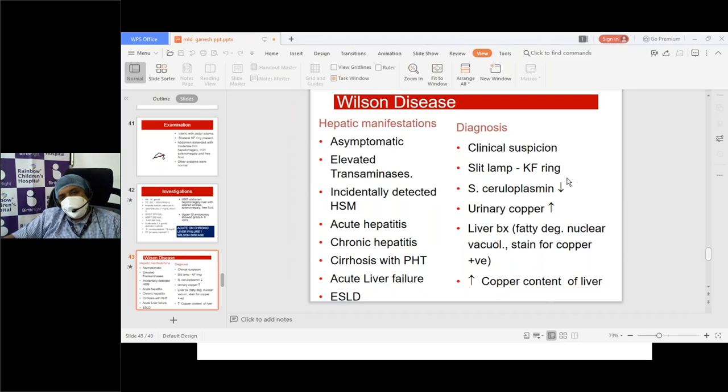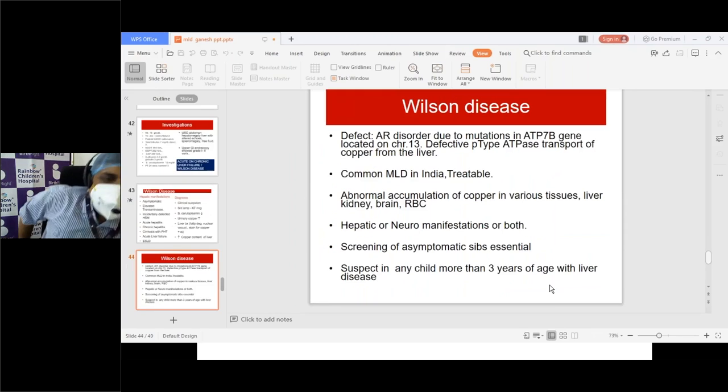When we do the slit lamp, we look for the presence of KF ring, low serum ceruloplasmin, increased 24-hour urine copper following the D-penicillamine challenge test, and liver biopsy, where we document hepatocyte degeneration and dry copper content of the liver, which may be increased. This is basically an abnormal accumulation of copper in various tissues, that is the liver, brain, kidney, and the red blood cells. It can present as asymptomatic, or with only hepatic manifestations, or neurological manifestations, or combined hepatic plus neurological manifestations. And when we diagnose Wilson's disease, we have to do contact screening of all the asymptomatic siblings.